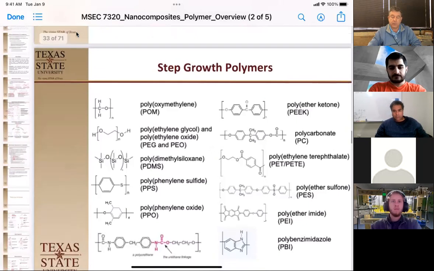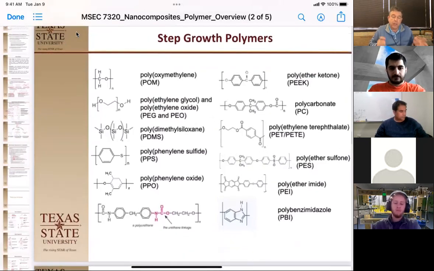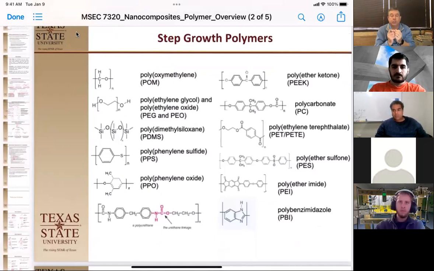Now, if we go to the step growth one, we have one called polyoxymethylene. A lot of people call it polyformaldehyde, and the common name is Delrin. It's lubricious, and people use it as bearings for a lot of things because it slowly wears away.